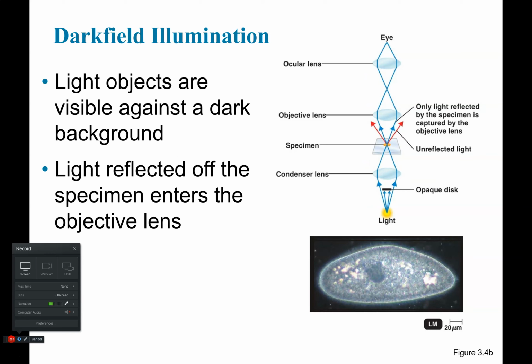On the contrary, though, you do have dark field microscopy, which is still using a compound light microscope, but now what happens is you put a filter over the light source and it creates a dark field, a dark background. And this is useful for viewing unstained specimens because they will appear lighter against a dark background.